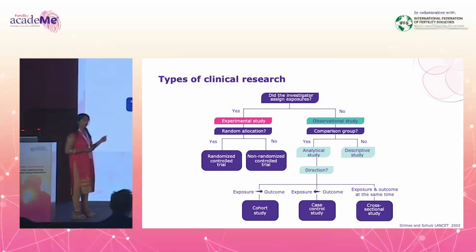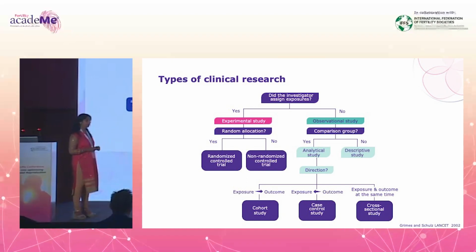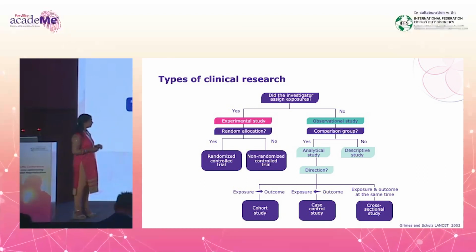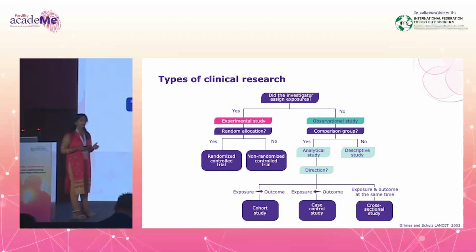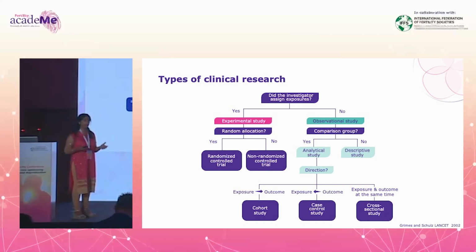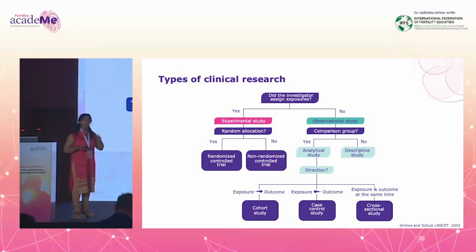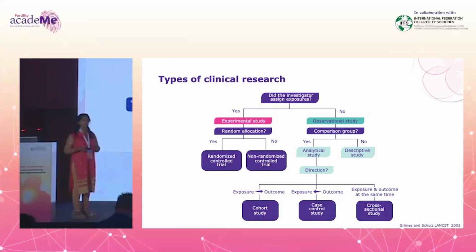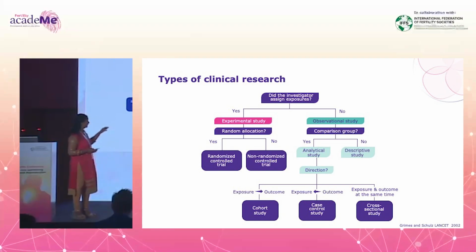Case control study is useful when the events are very rare. That is where case control studies are most useful. And then if you have the exposure and the outcome at the same time, then it becomes a cross-sectional study. So we have come across several cross-sectional studies during the recent COVID times where at one point we were looking at exposures and outcomes in terms of mortality, morbidity, and so on. So these are the various types of observational studies.